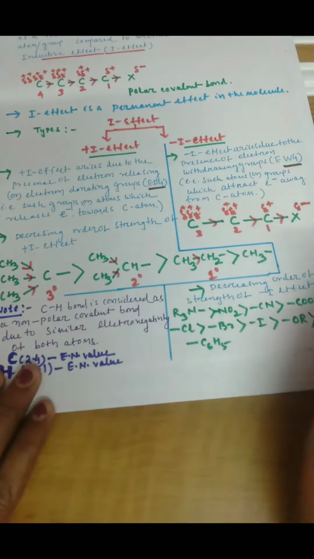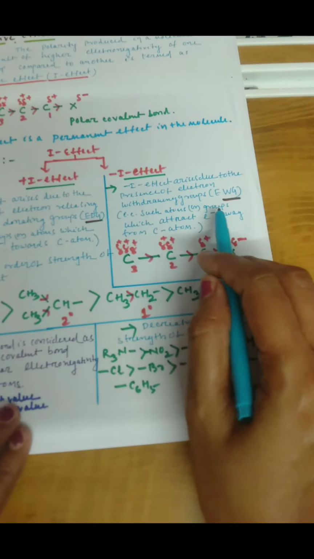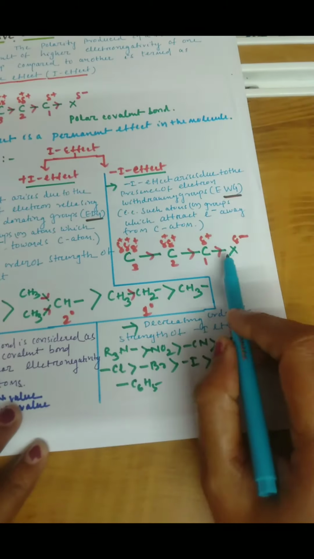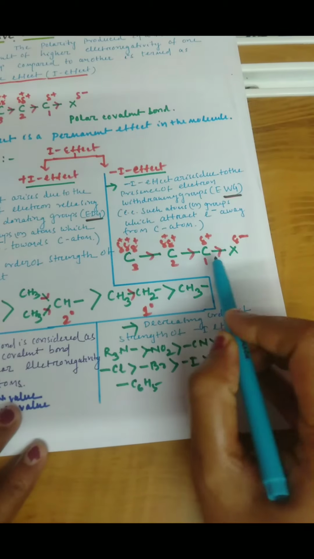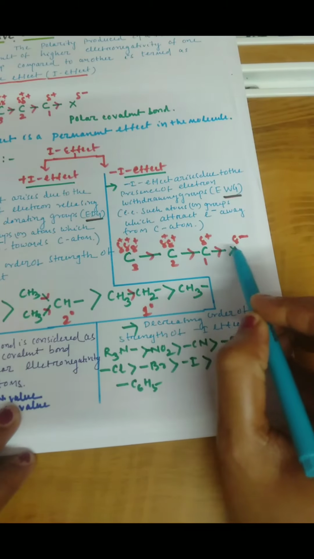Okay. Similarly, what is negative inductive effect? The minus I effect arises due to the presence of electron withdrawing groups. Withdrawing groups means such atoms or groups which attract electrons from the carbon atom towards themselves. See here, in this case, halogen attracts electrons from the carbon towards itself. So this halogen group here acts as an electron withdrawing group.